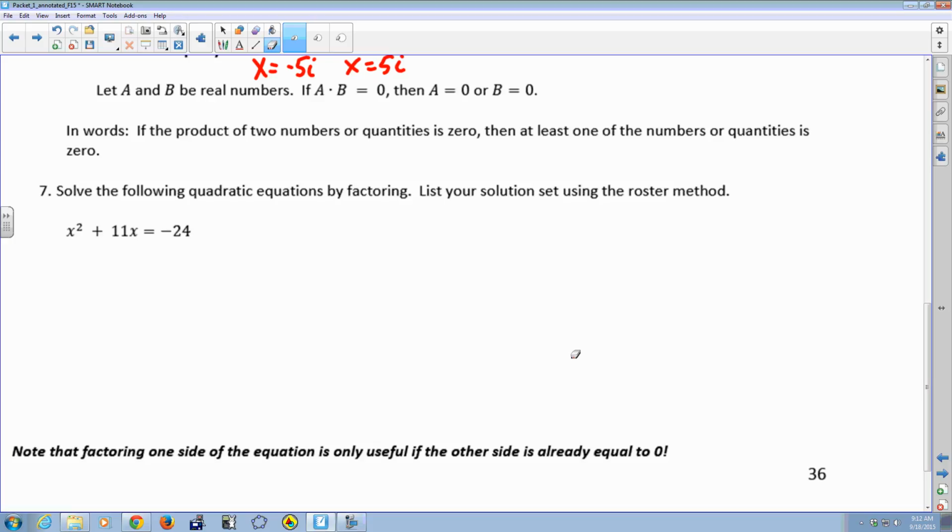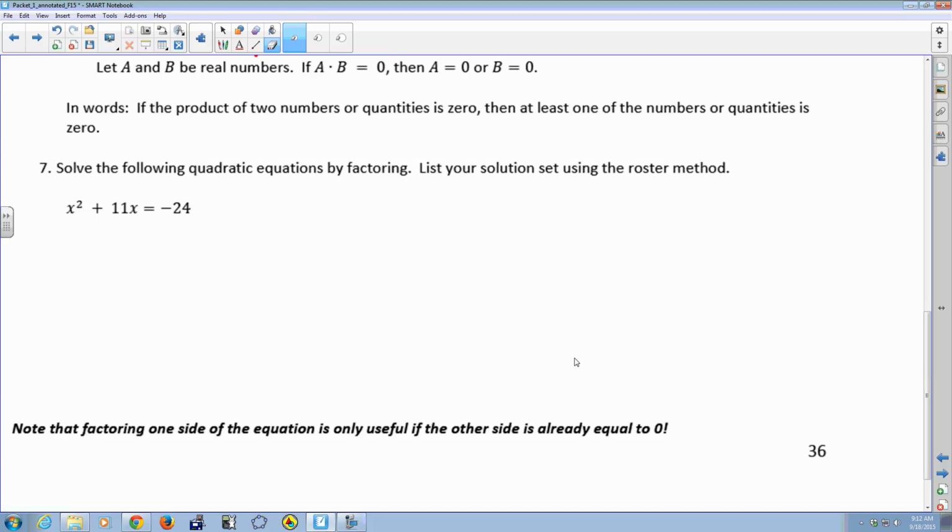So the first step here is to do what? I'll be the writer. You tell me what to do. Set it equal to 0, right? Set the equation equal to 0. And how do I do that? Someone else? Add 24 to both sides, right? So let's do that as the first step.